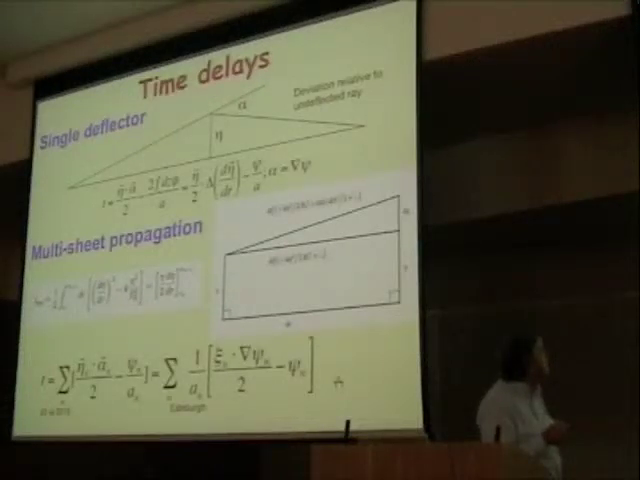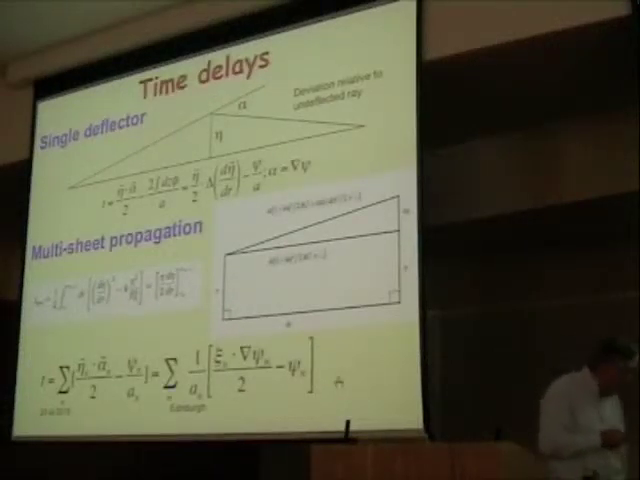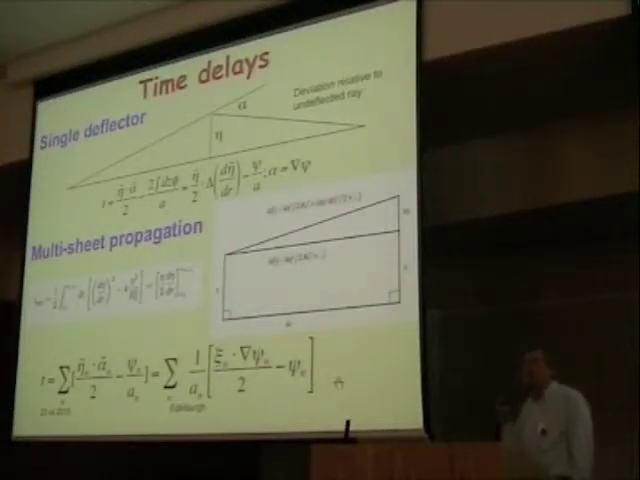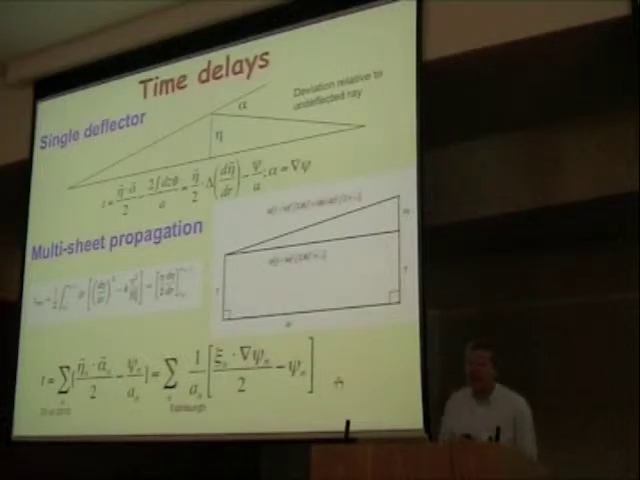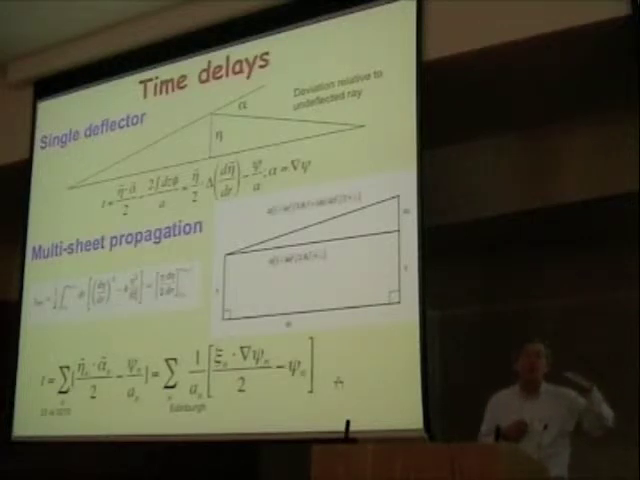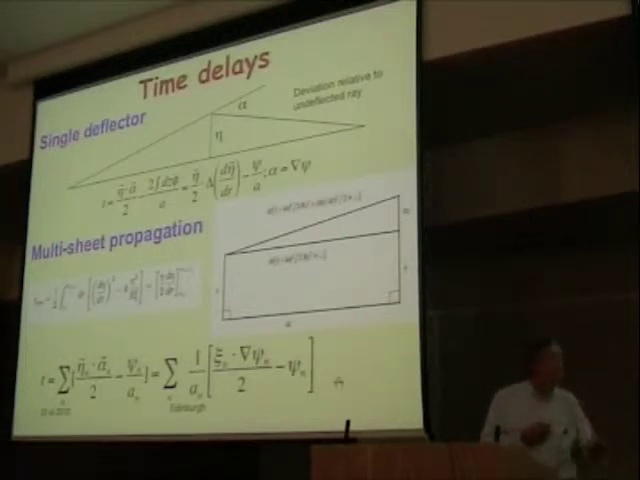I'm working here now in co-moving coordinates rather than proper coordinates. The deflection is half the deflection times the displacement, and this is the displacement relative to a reference ray. This is just a simple screen, nothing more than that. And by a reference ray, I mean one for which you've removed the deflector, so it just continues on its merry way without the deflector interfering.